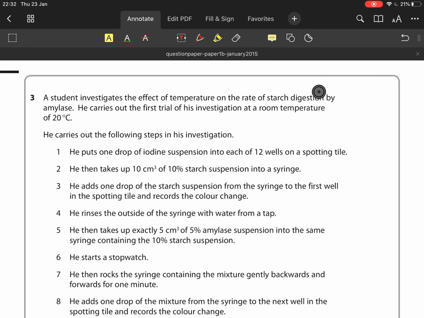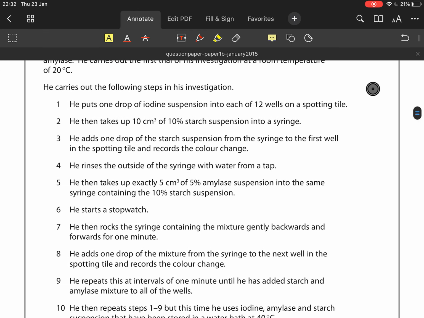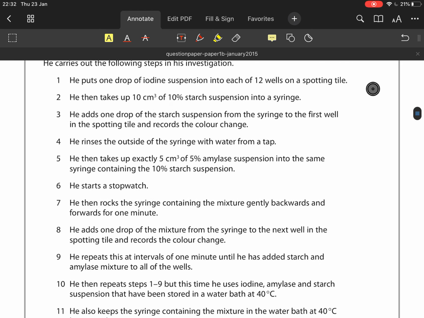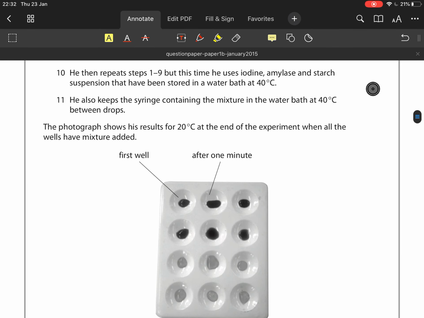So this is question number 3 of the January 2015 paper. This one is a practical experiment to investigate the effect of temperature on the rate of starch digestion by the enzyme amylase. Carries out the investigation at room temperature of 20 degrees C. So you've got the list of what is happening in this experiment. You need to read that carefully.